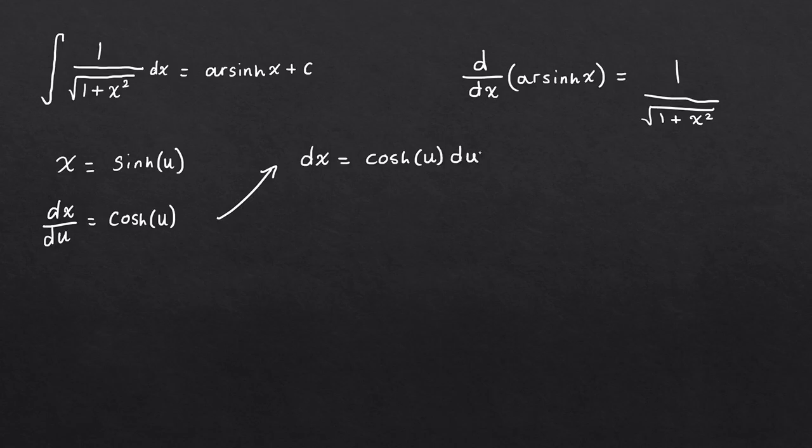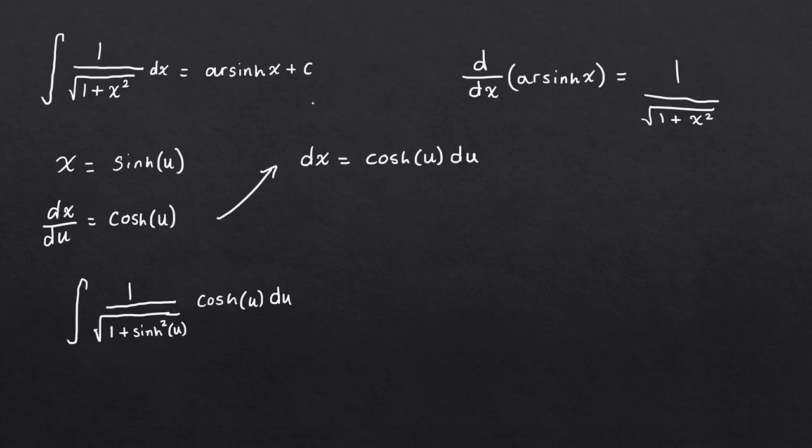Now we can simply substitute back into our original integral. What I have now is the integral of 1 over the square root of 1 plus x squared. Well, x is sinh u, so that's the square root of 1 plus sinh squared u, and then dx we know is cosh u du.